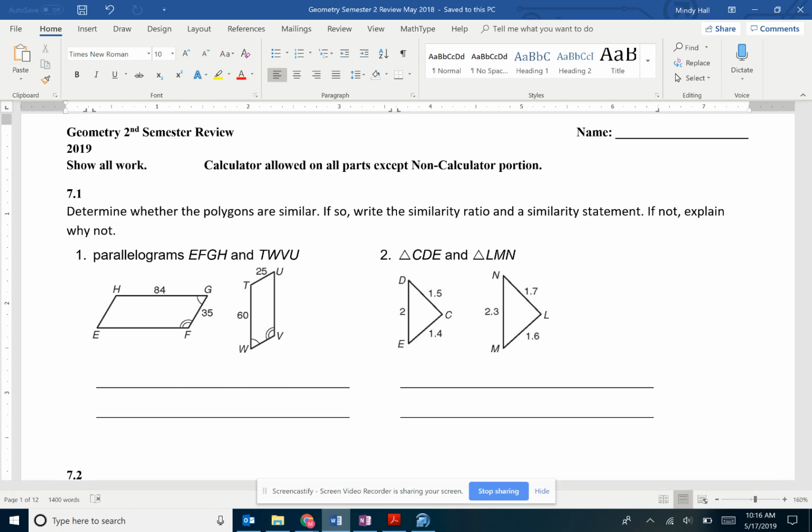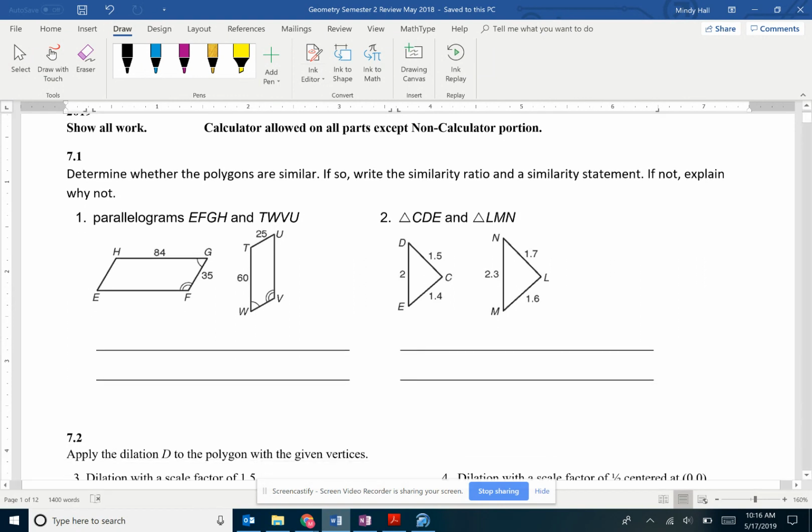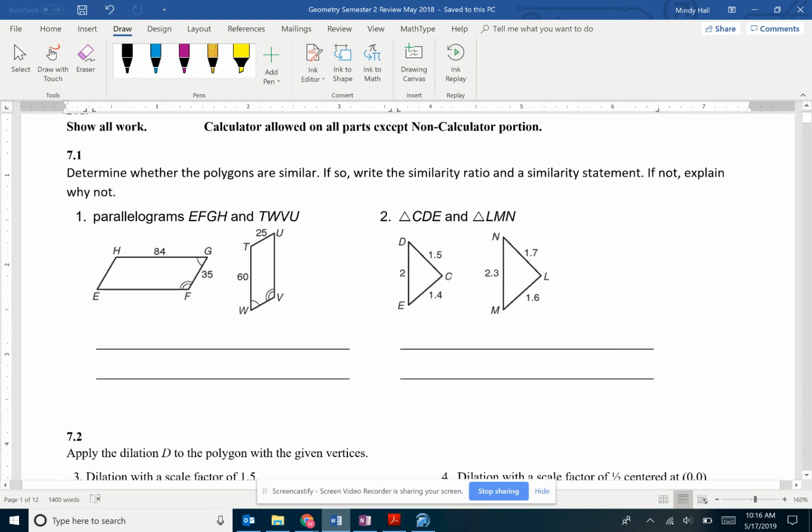All right, so this is video 1 of the semester review for 2019. This first video is just going to do stuff from Unit 5, so it'll be just the first 13 questions. Starting with number 1, we want to determine if these polygons are similar, and if so, we have to write the similarity ratio and statement, and if not, we have to tell why.